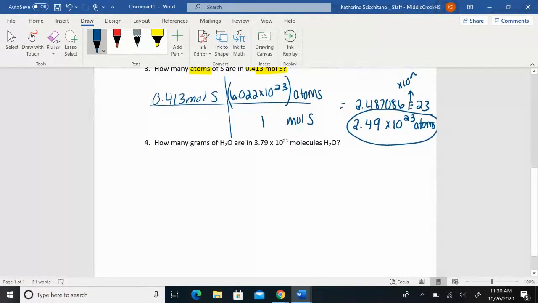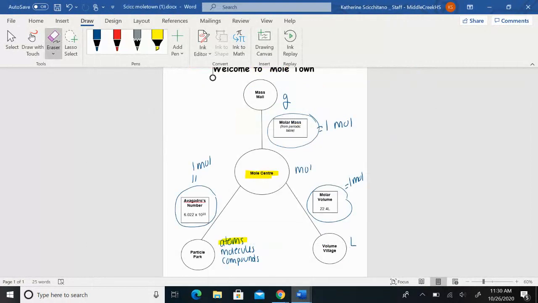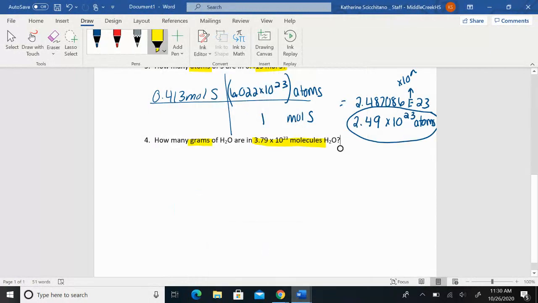Okay, last one. So here it says how many grams of water are in 3.79 times 10 to the 23rd molecules of water. So here we're starting with molecules, and the question is asking for grams. So here, it's actually going to be 2 steps instead of 1 step, because we first have to make it to moles, and then from moles, we go to grams, because we are going to 2 different circles instead of 1 this time. So what I do is I now set up a train track for 2 steps.